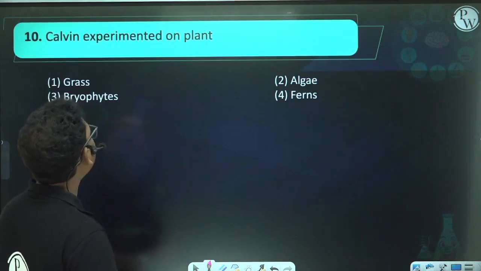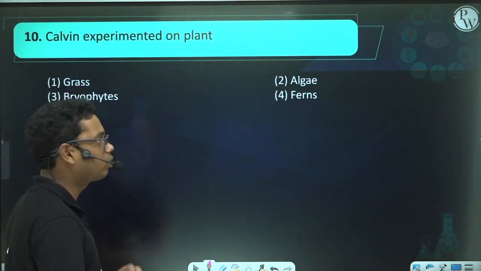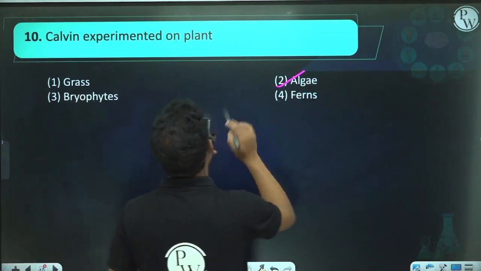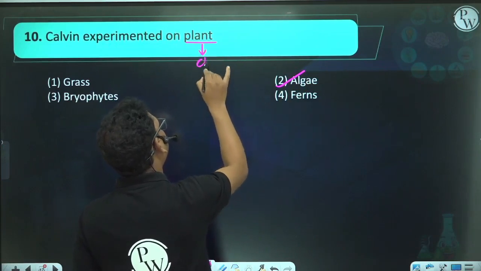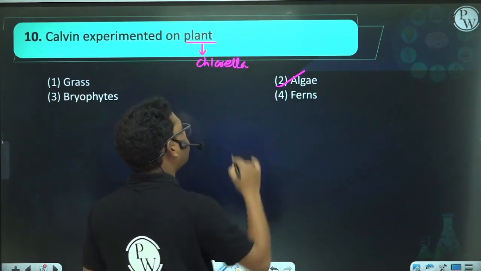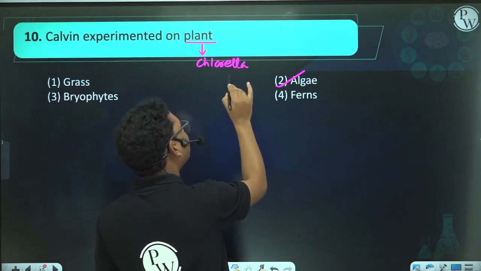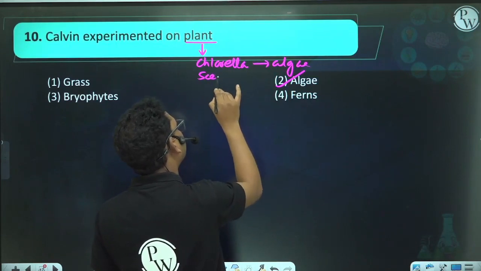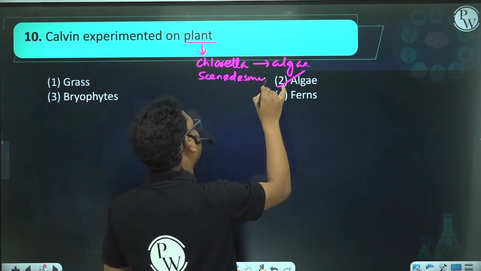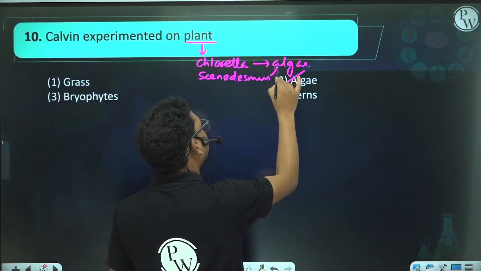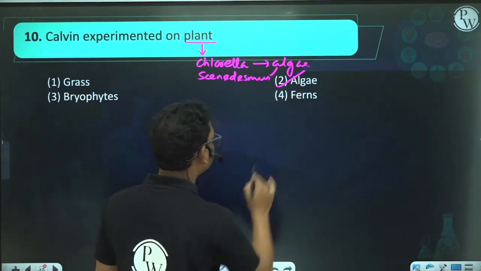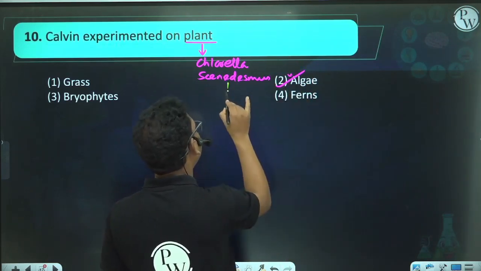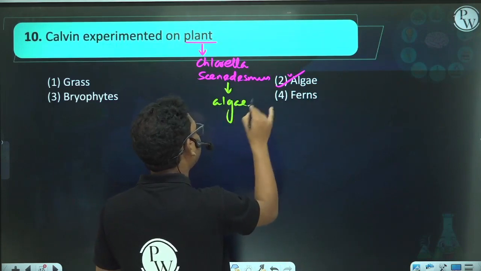Next, Calvin experimented on which plant? He experimented on chlorella, and chlorella is an alga. So the answer is algae. Apart from chlorella, he also used scenedesmus, and both of them are algae. So the answer is algae.